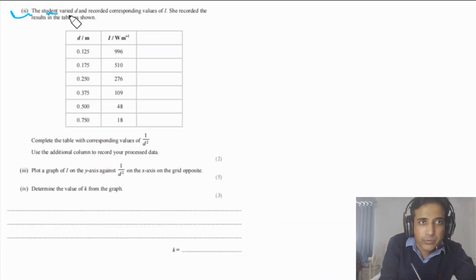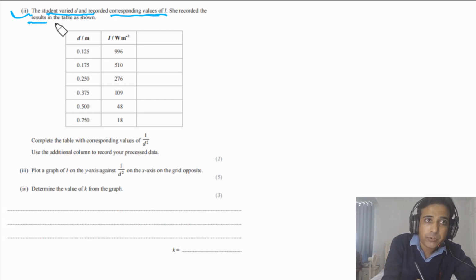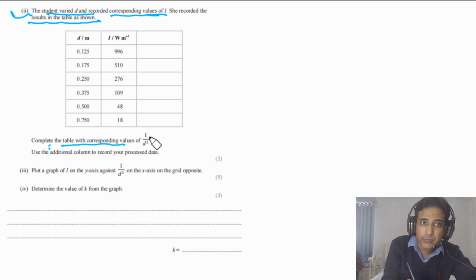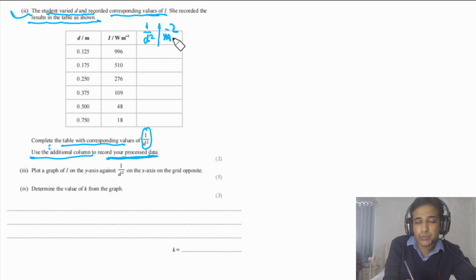Second part says the student varied d and recorded corresponding values of I. She recorded the results in the table as shown. Complete the table with corresponding values of 1 over d squared. Use the additional column to record your processed data, meaning calculated data. So we have to record here 1 over d squared. First of all we can write down the quantity, and also we need to write down the unit of the quantity.